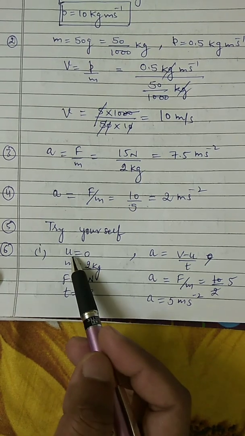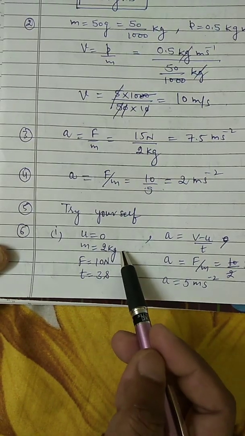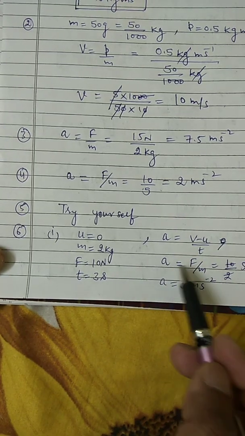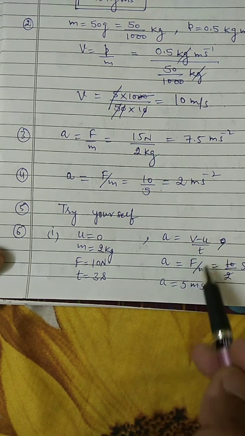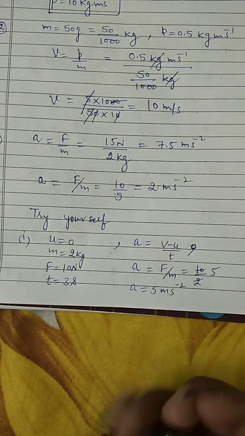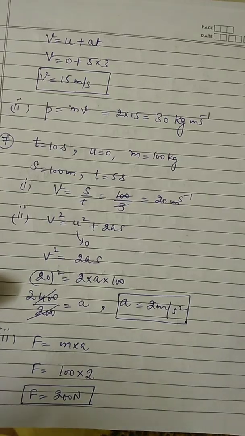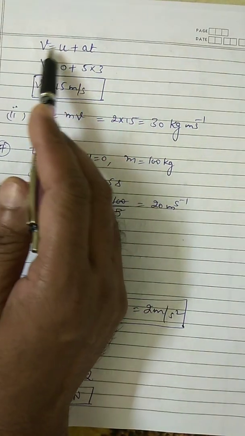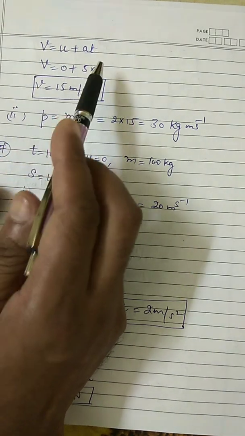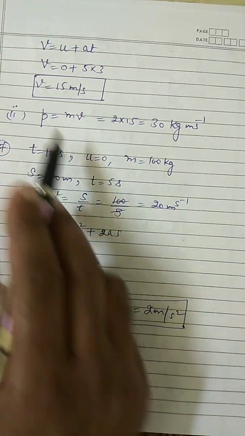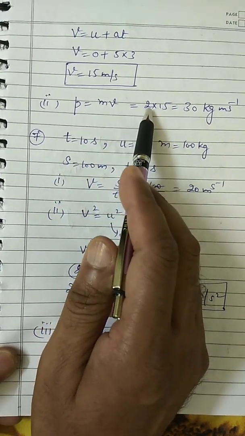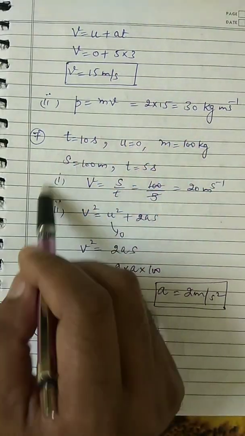Sixth, first part: initial velocity is 0, mass is 2 kg, force 10 Newton, time 3 seconds. So apply the formula acceleration is equal to force upon mass. This is not applicable, apply this. 10 upon 2, 5 meter per second square. After finding acceleration, v is equal to u plus at, we are interested to find velocity. So u is 0, velocity is 5 into 3, 15 meter per second. Second, momentum we have to find, so apply mass into velocity, 2 into 15, 30 kilogram meter per second.